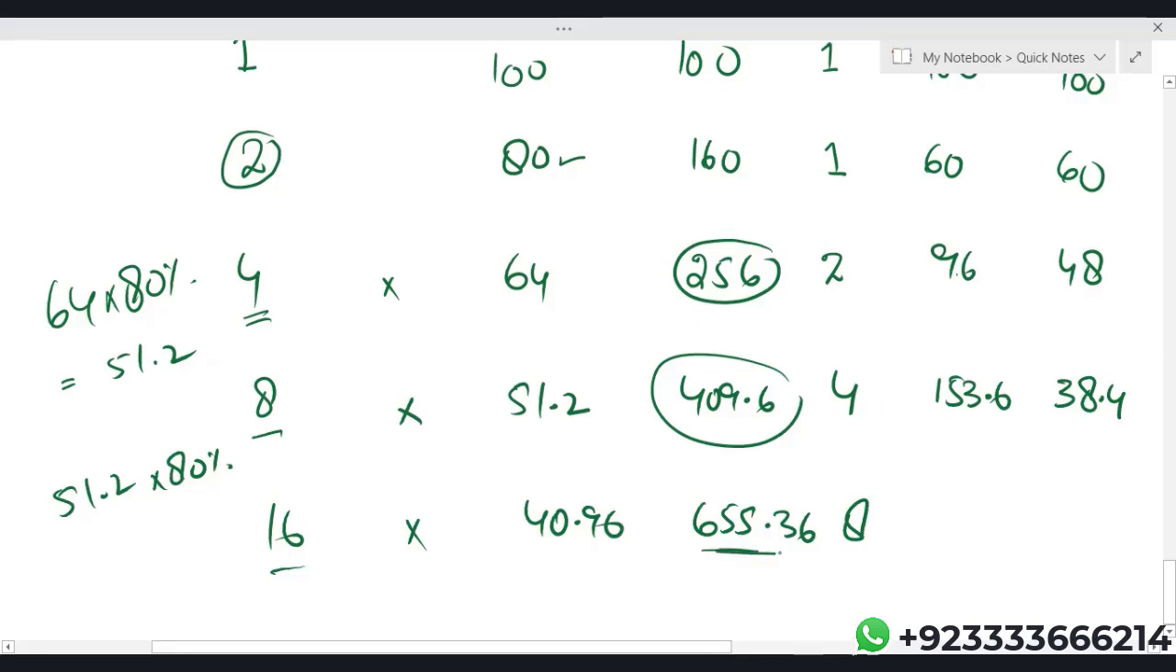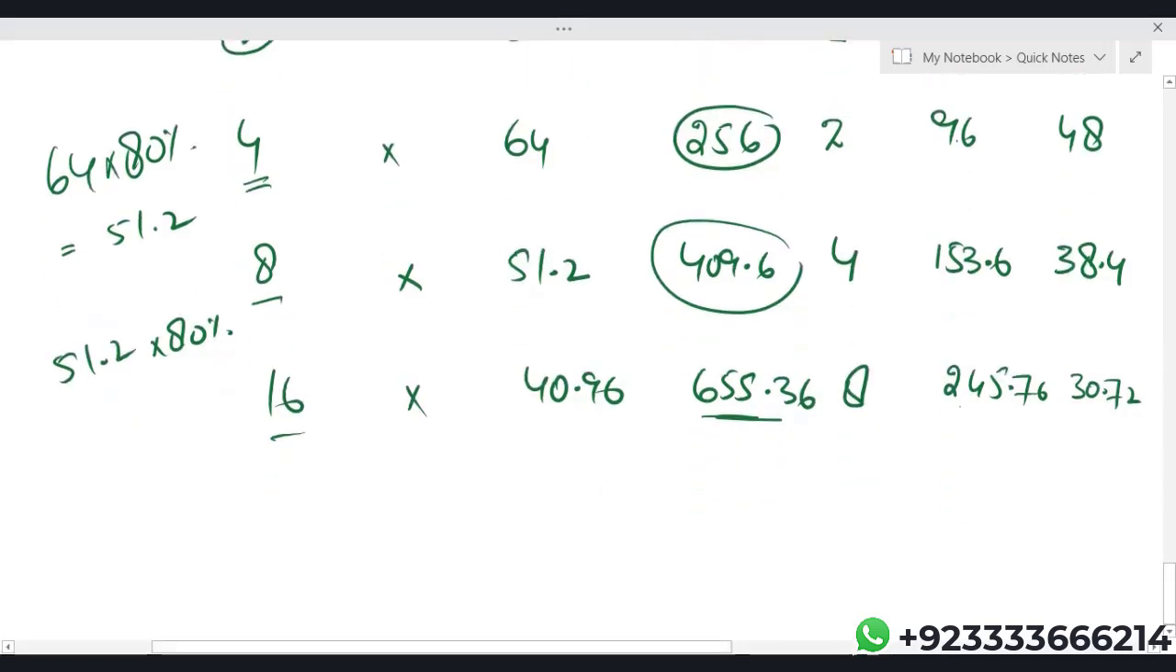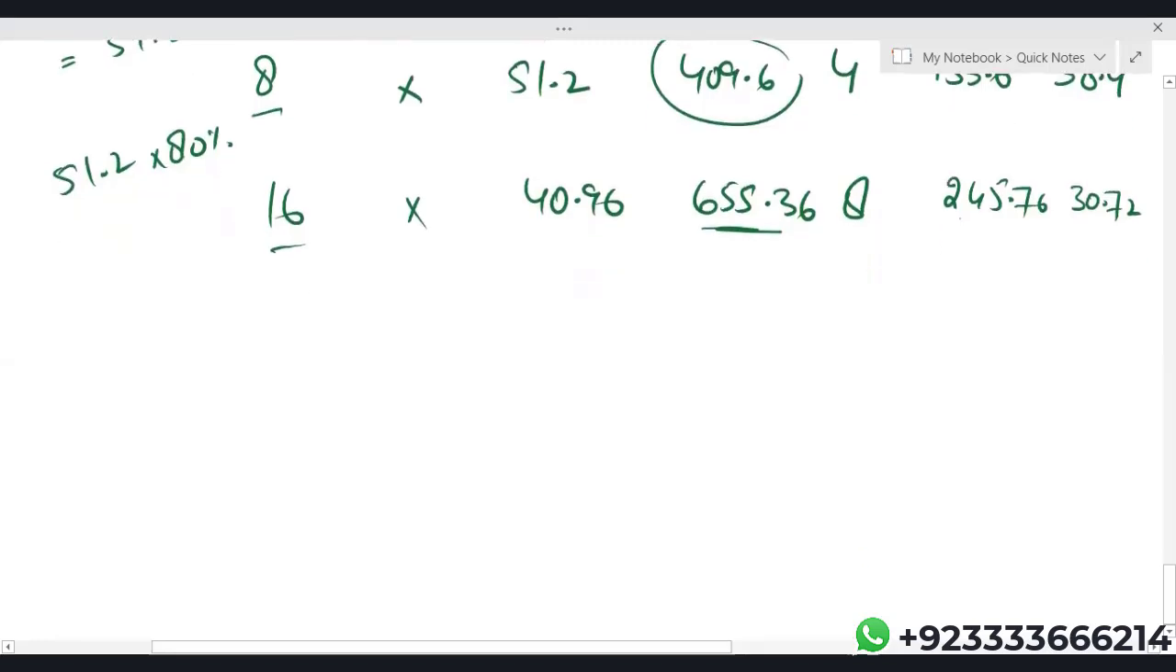409.6 and 655.36. So the difference is 245.76. 245.76 divided by 8, 30.72. So basically, the concept of learning curve says when an individual does twice of its previous work, then average time per unit will reduce.